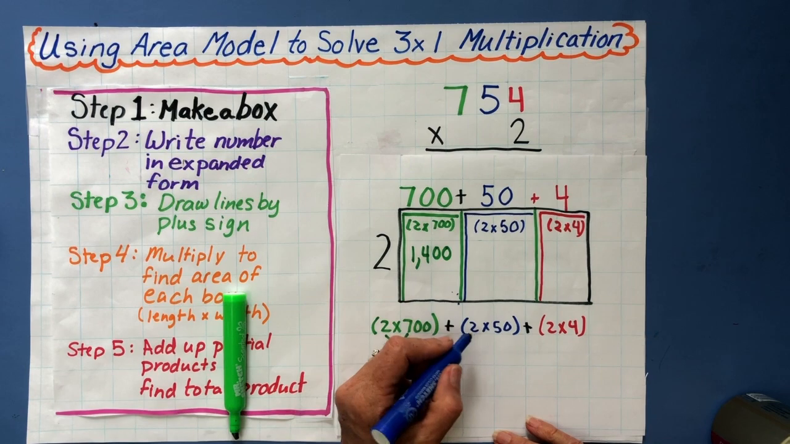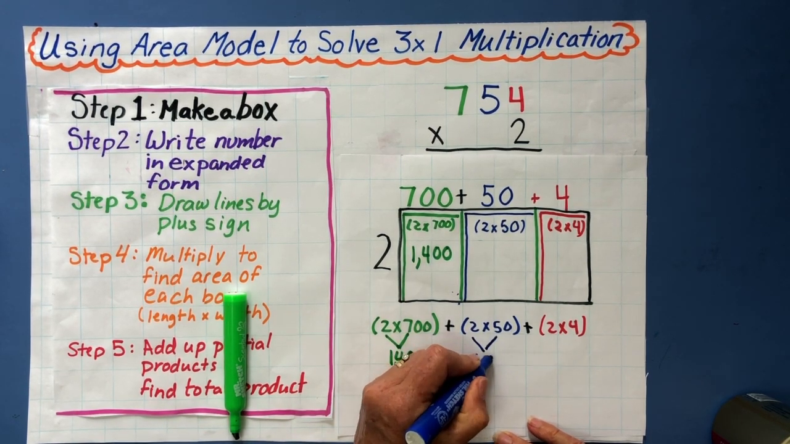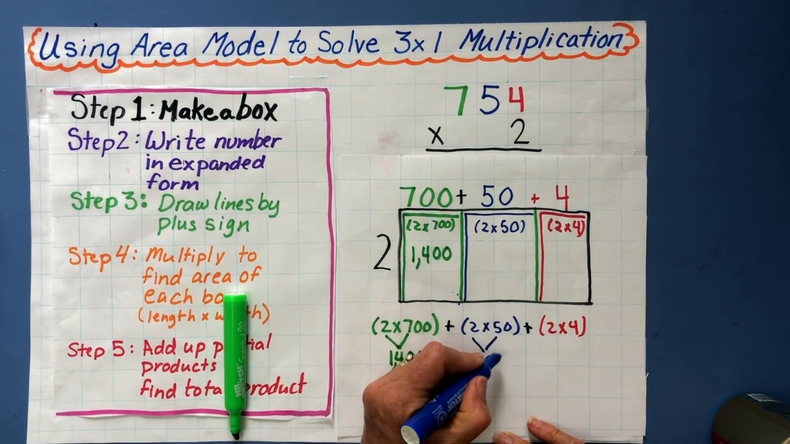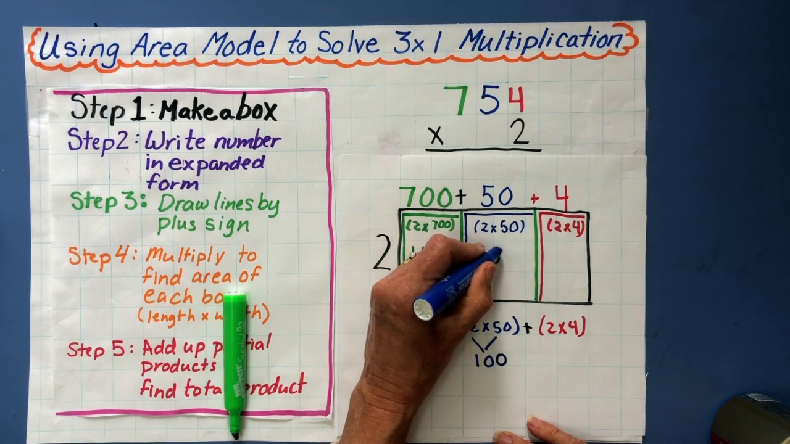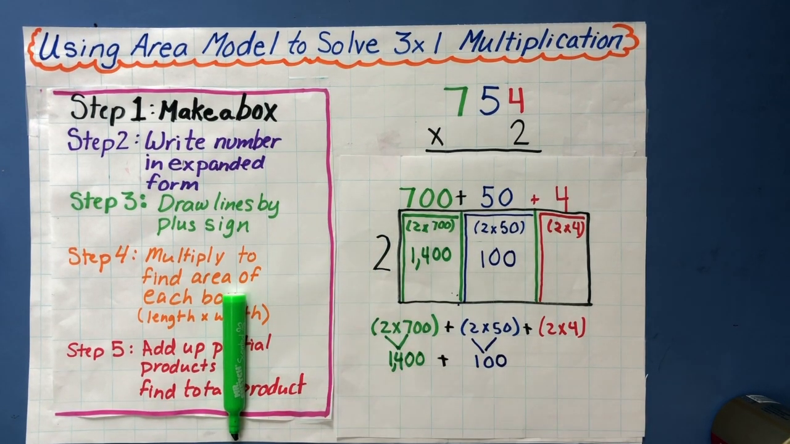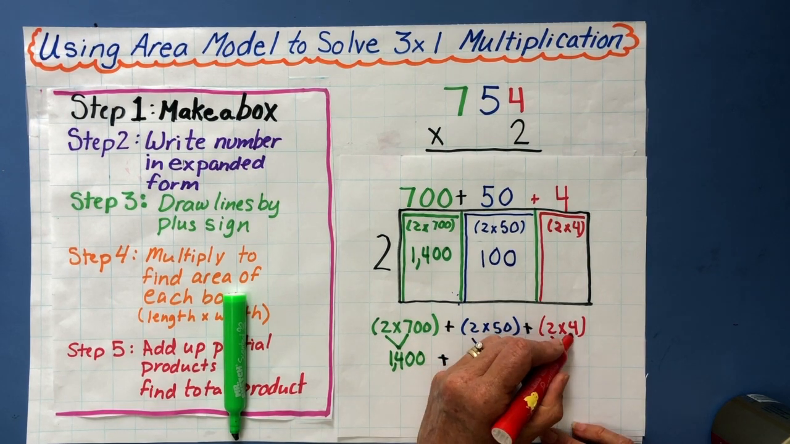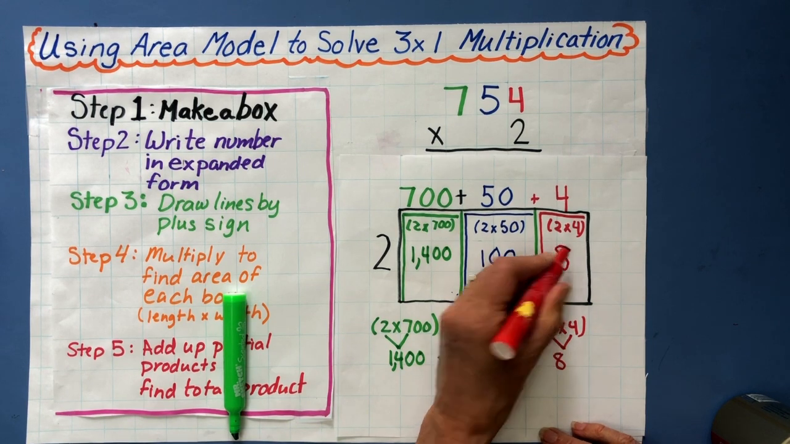Okay, now we find the area of this box. Again, I use counting zeros. 2 times 5 is 10, and then I count the zeros up here. There's no zeros on this number, but there's 1 here. And I found the area of this box is 100. Now I'm going to do the last box, and I'm going to say 2 times 4, it looks like it's 8. So this is 8.